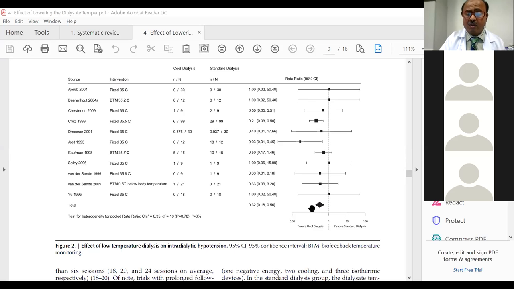If the diamond is on one side, I should see which side it is and what this side means. If it is here, this means the intervention is beneficial. If it is here, it means the hypotension is more common, the intervention is bad. This is how we interpret the figure. Now, if you see the figure, you will understand it, Nadine and Toka and all the students. I think it is very nice for you. So I stop sharing here and continue with the slide.